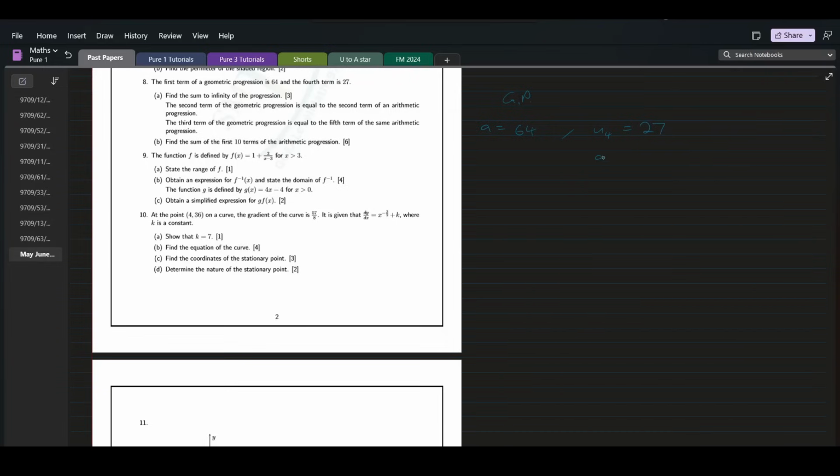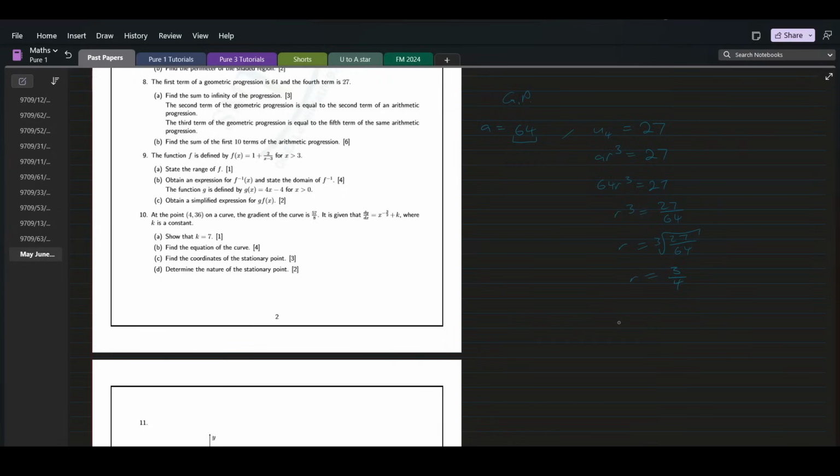So we can write U4 as AR cubed using the formula for nth term, and this is equal to 27. We know that A is 64, so this is 64 R cubed is equal to 27. So R cubed is 27 over 64. So R is equal to the third root of 27 over 64. So let's punch this into the calculator. That's the third root of 27 over 64, and this gives us 3 over 4.